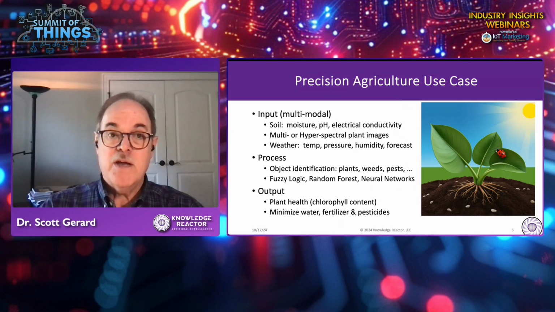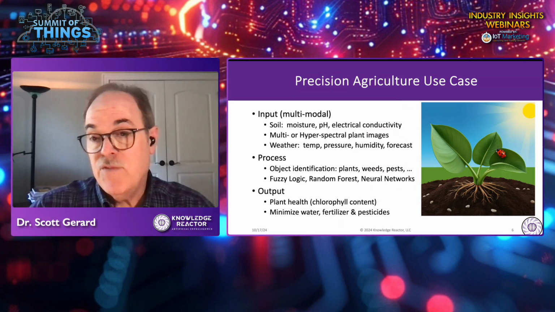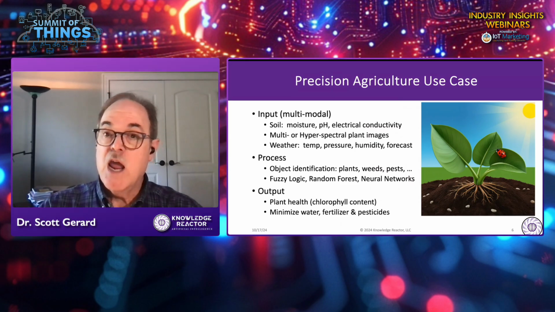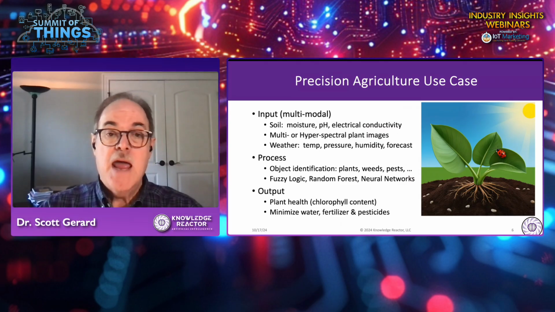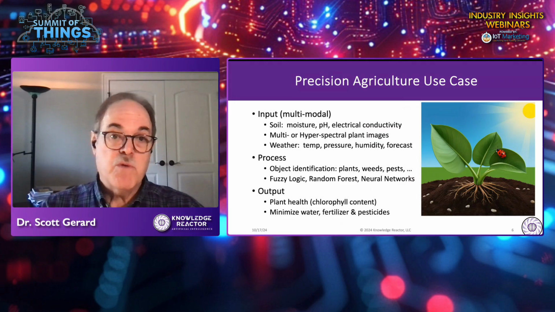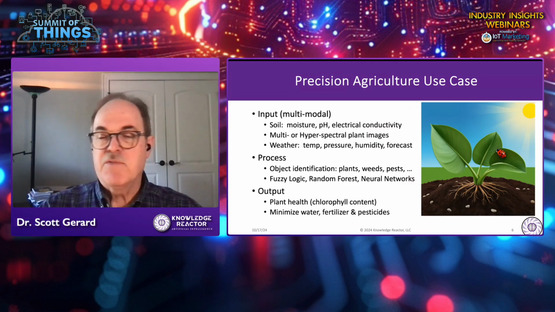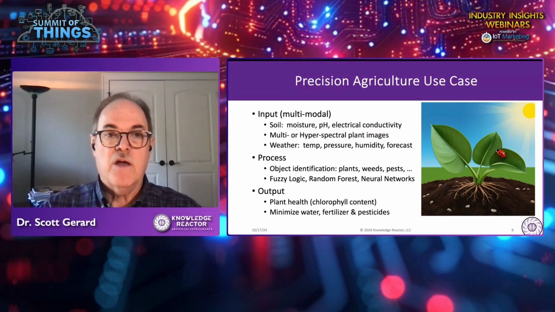And the problem here is that what we're trying to do is some object identification. So we're trying to identify what things are plants, what things are weeds, what things are pests. And we might use fuzzy logic, random logic, neural networks. There's a bunch of different things that you could probably try to use here on this.